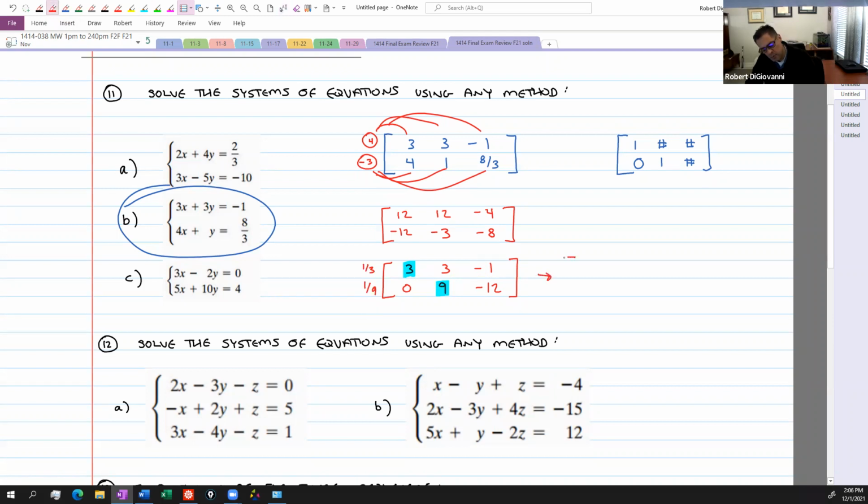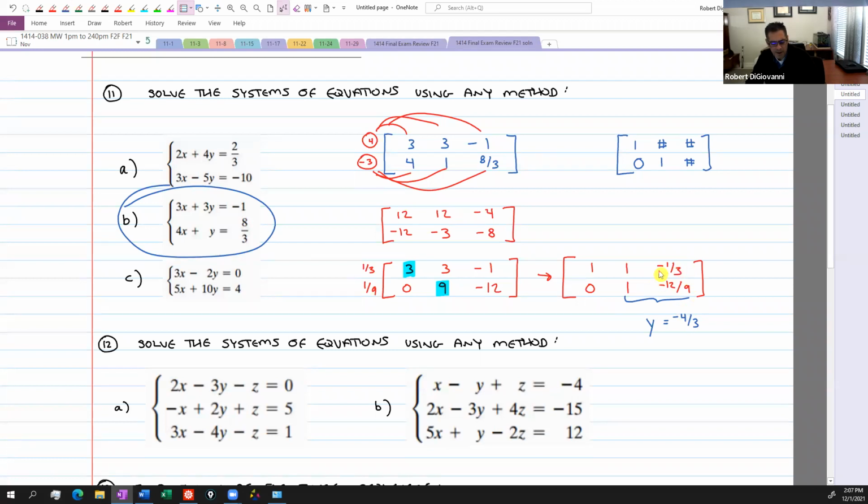So now my new system will be 1/3 of that is 1, 1/3 of that is 1, and then 1/3 of -1 is -1/3. And then my second row is 0. I divide this by 9, I get 1, and I divide that by 9, I get -12/9, which can be reduced, but I'm just showing you what happened. And now, once you're here, you now know what y is. This last equation is telling you that y is equal to -4/3.